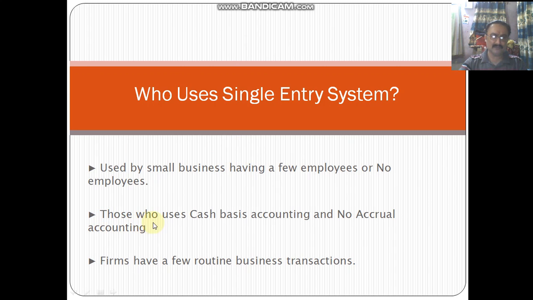And the second is those who use cash basis accounting and no accrual accounting. It means in the single entry accounting system, we just use the cash based accounting system and not credit transactions or accrual transactions. The third one is firms that have a few routine business transactions, meaning any type of business that has a few transactions on a daily basis. That's why the single entry accounting system is used.